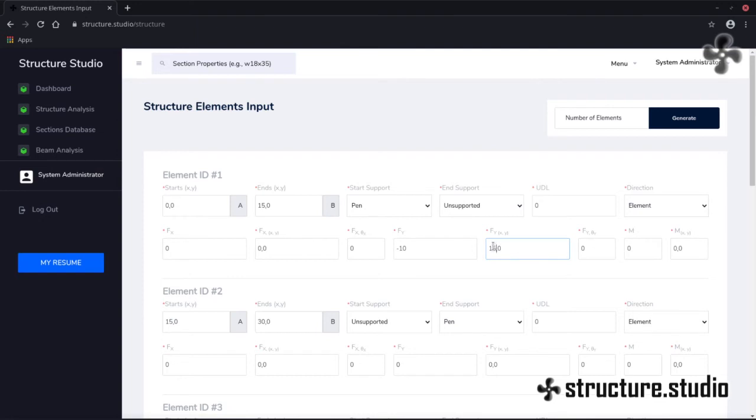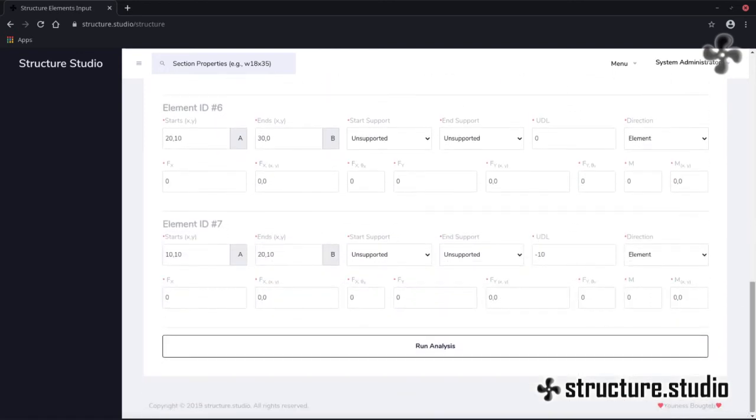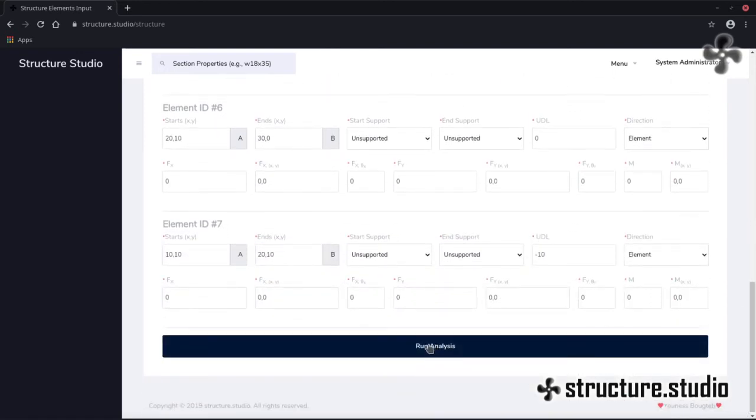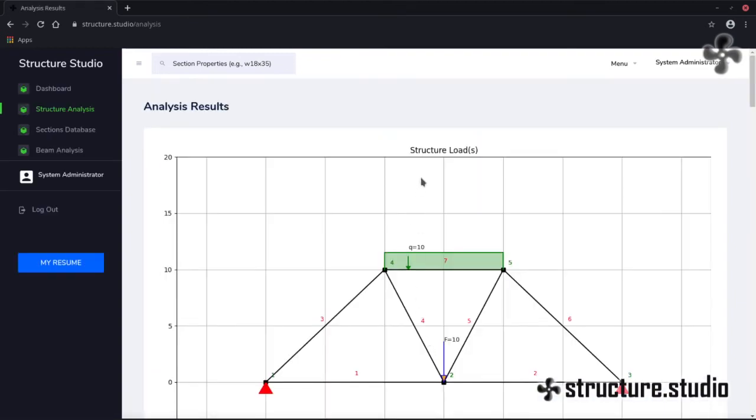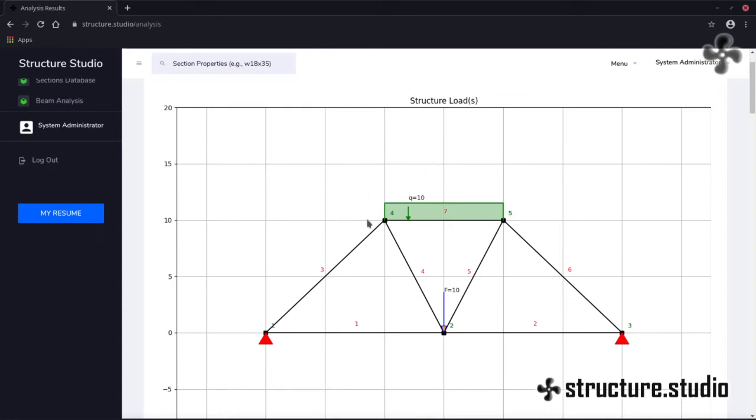Okay, hopefully I entered everything correctly. Double check if you have to, and then run the analysis. As you can see, this reflects the sketch that we have. You can see we have a distributed load of 10, a point load on this node of 10 pointing down, and we have 2 pin supports, one on each end.